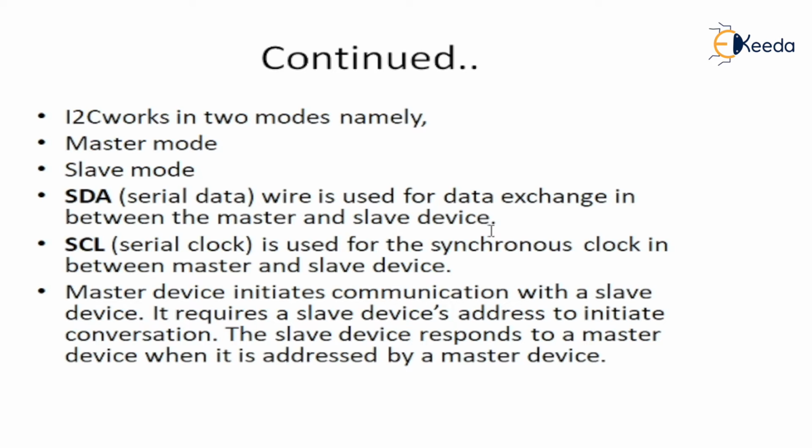I2C works in two modes, namely master mode and slave mode. The SDA serial data wire is used for data exchange between the master and slave device, whereas SCL, the serial clock, is used for the synchronous clock between the master and slave device. The master device initiates communication with a slave device. It requires the slave device's address to initiate conversation. The slave device responds to a master device when it is addressed by the master device.